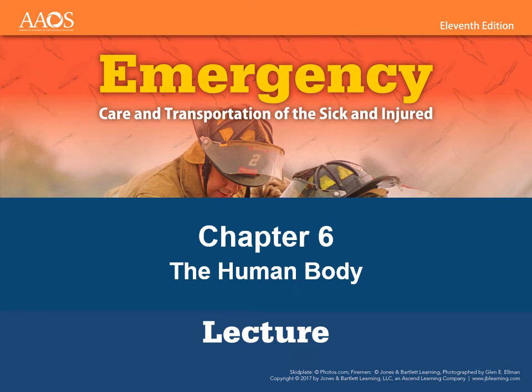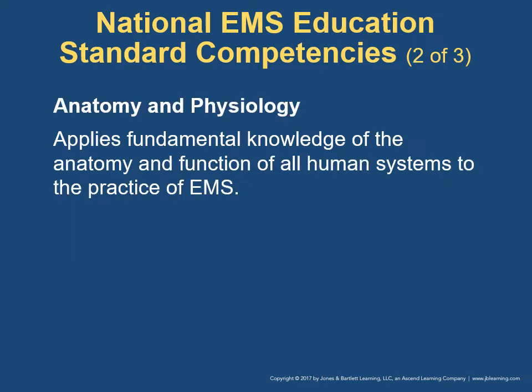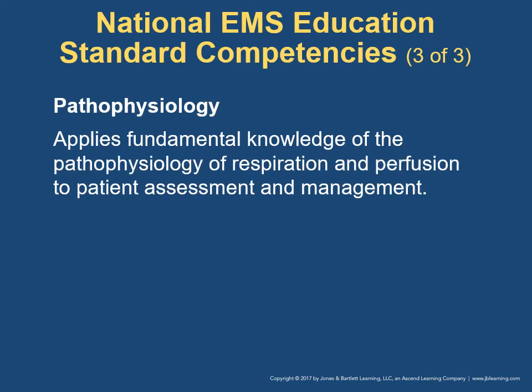Alright, this is chapter 6, the human body. Your national standard competencies for PrEP apply fundamental knowledge of the EMS system, safety, well-being of the emergency medical technician, and medical, legal, and ethical issues to the provision of emergency care. Your A&P is to apply fundamental knowledge of the anatomy and function of all human systems to the practice of EMS. And Patho is to apply fundamental knowledge of the pathophysiology of respiration and perfusion to patient assessment and management.